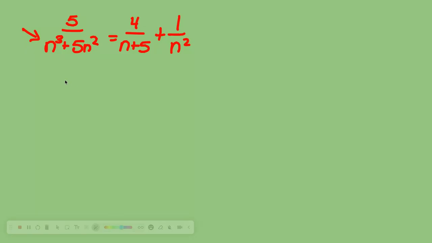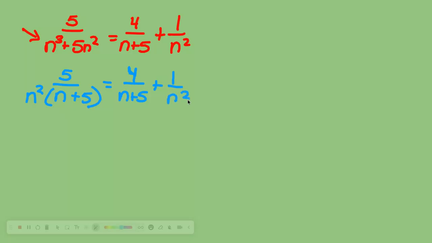So we're going to have 5 over n squared, we're factoring out. So n squared, all we need is another n, because n squared times n is n cubed. And over here, all we need is 5. So we factored it out. And let's write it back in. Fix that 4.